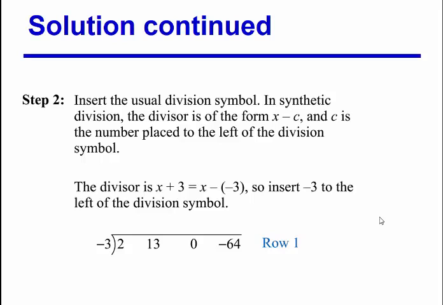And then we're going to use this. Now, I do it a little differently when I do it in class, I just want you to be aware of that. So we're going to insert the usual division symbol in synthetic division. The divisor is in the form of x minus c, and c is the number placed to the left of the division symbol. So here the divisor is x plus 3, which is the same thing as doing x minus negative 3. So we're going to insert negative 3 to the left of the division symbol. Some students like to think of just solving for the variable. So if I were to solve for x, x will be negative 3. And so I insert that value there.